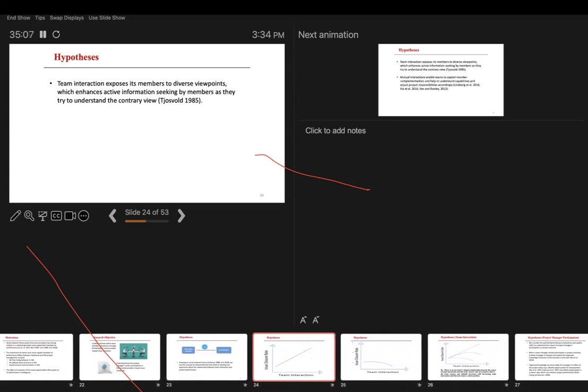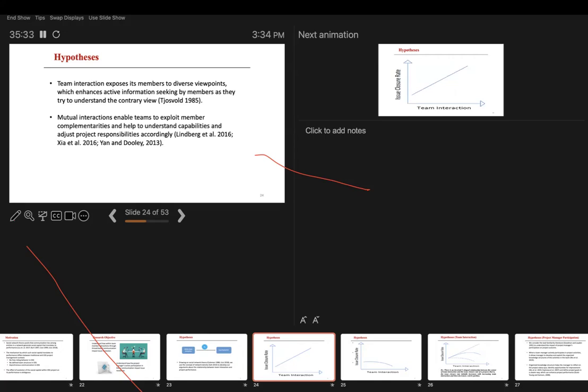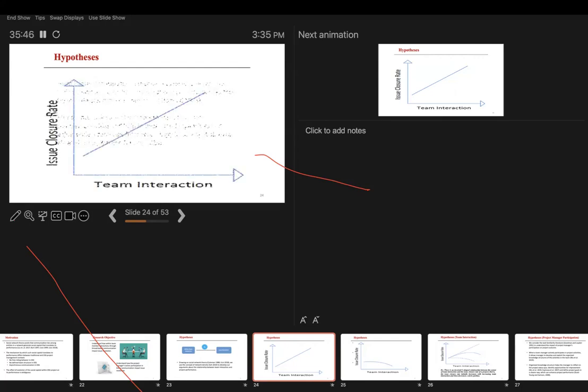One is that the team interaction exposes members to diverse viewpoints. As they're interacting more, the density is increasing. They get to know what others' perspectives are, why they're making changes to the code, and what their contribution does on top of it. That would suggest it should increase the number of issues getting closed, because you're getting to a common ground in your understanding of that project. And that mutual interaction also helps team members exploit complementarities. That person is really helping me with that particular problem, which I was not able to fix. Therefore, we're complementing each other in the code fixing process. So all that would suggest that the issue closure rate should keep increasing as team interaction, the density of communication, keeps increasing.